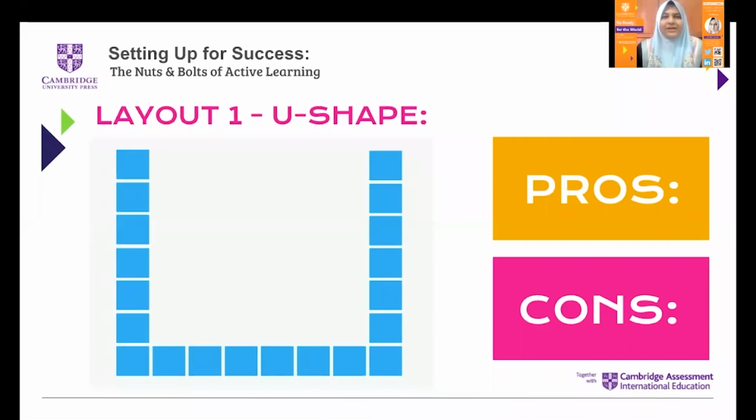The first one, U-shape. The U-shape, which we also call the horseshoe, is a classroom arrangement that encourages discussion and makes it easy for the teacher to observe students and offer one-to-one support. It is not practical to use this layout for group work.